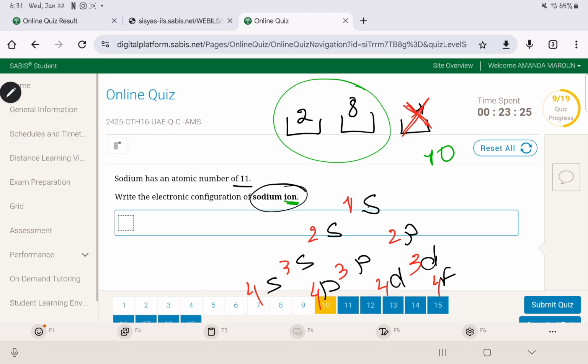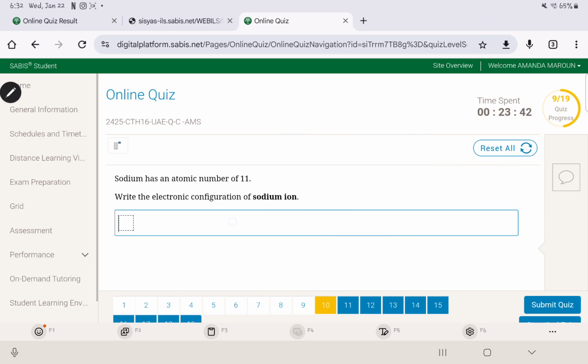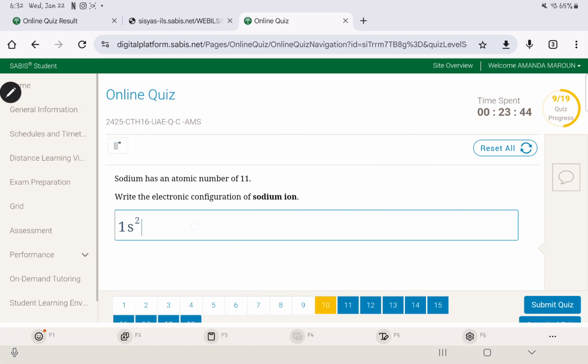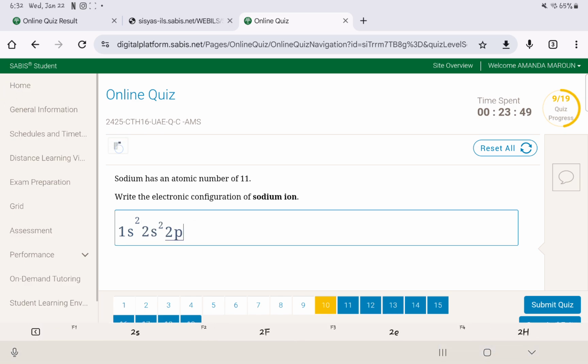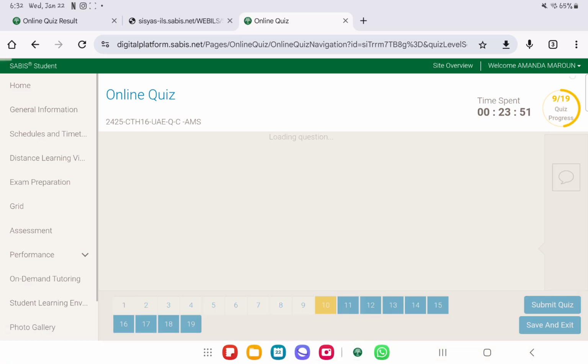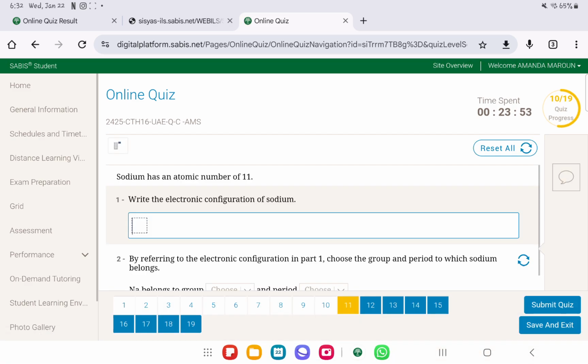Okay, so we are going to start. We start with 1s to the power of 2. So it was 10 minus 2. We are left with 8. Then 2s to the power of 2, 8 minus 2, 6. Then 2p to the power of 6, 6 minus 6 is 0. So it is 1s to the power of 2, 2s to the power of 2, and then 2p to the power of 6. Moving on to question number 11.